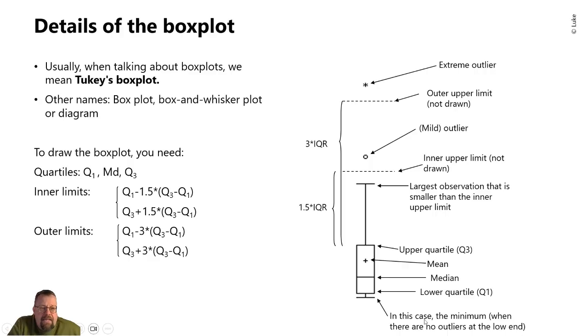And in this case, the minimum is then where this lower whisker is drawn, because there are no outliers at the low end in this case, where the distribution actually seems to be positively skewed.